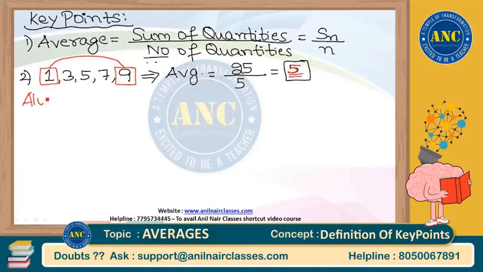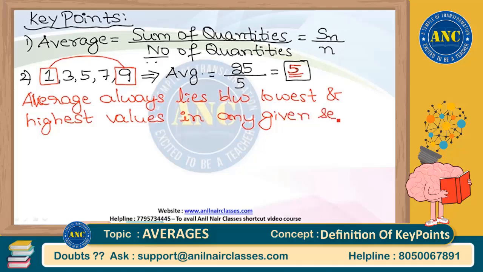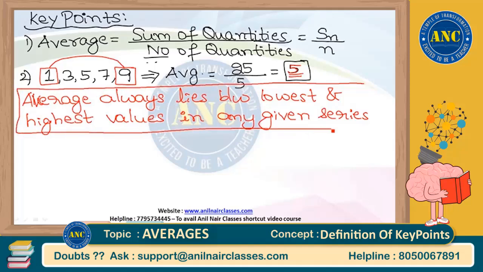Very, very important point. Average always lies between lowest and highest values in any given series. You take any series whatever you like, average will definitely lie between lowest and highest value in that given series. That means average will always be greater than the lowest value and average will always be lesser than the highest value. That is my second key point.